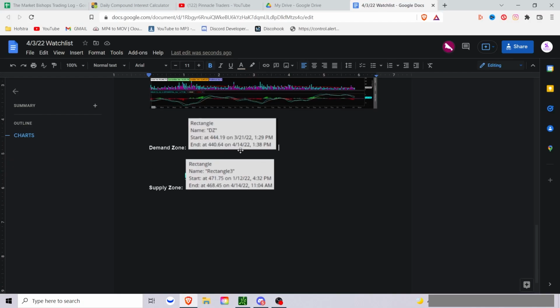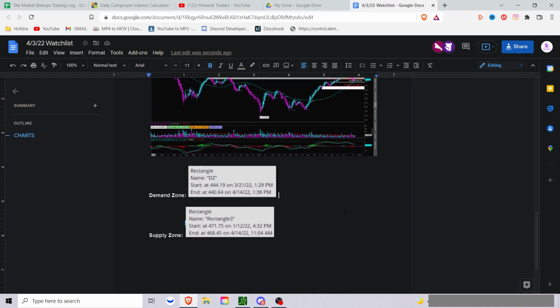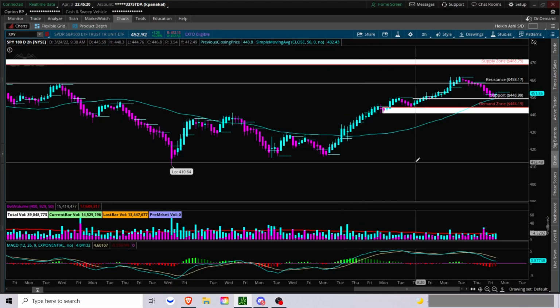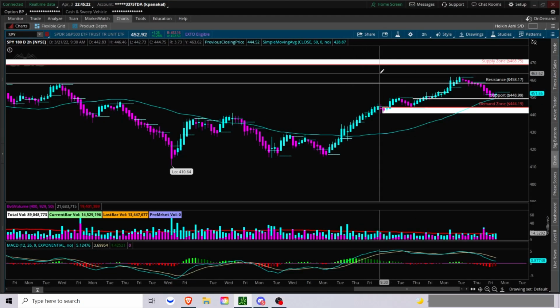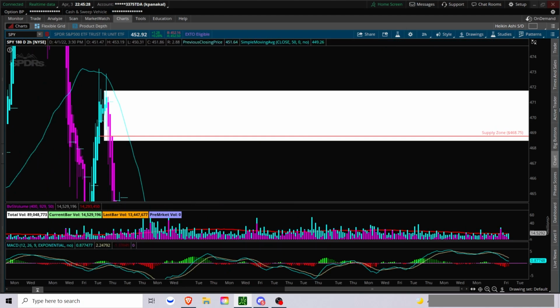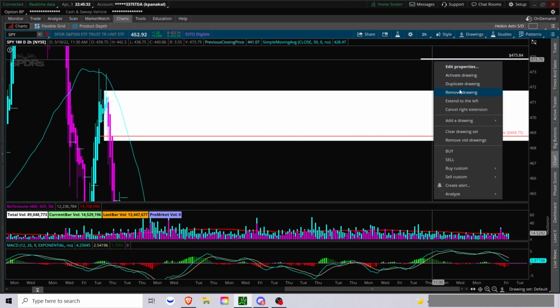But yeah, so those are the demand zone and the supply zone that I have for SPY currently. Again, it's better to always have just a few zones instead of multiple, because not all zones are always going to be respected. Now when it comes to, hold on, let me zoom back out.